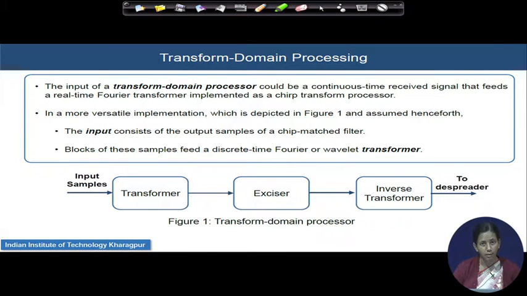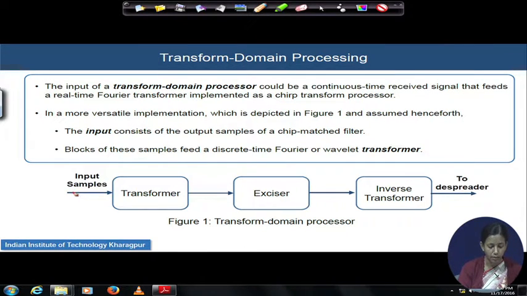So inside the processing block, according to the last module, you are utilizing either the time domain adaptive filter or today's discussion, the transform domain processing. As the name suggests, this architecture consists of a transform domain processor. The input of the processor can be the continuous domain signal, and it feeds a real time transform domain processor, which may be a real time Fourier transformer, implemented as a chip rate transform processor.